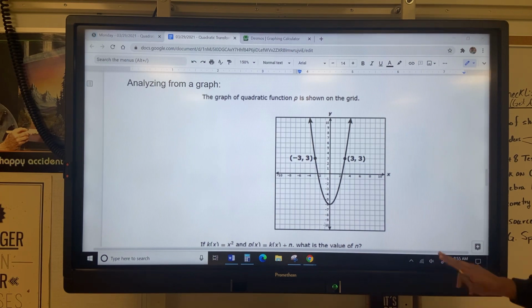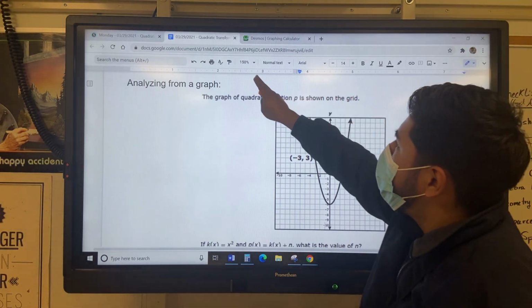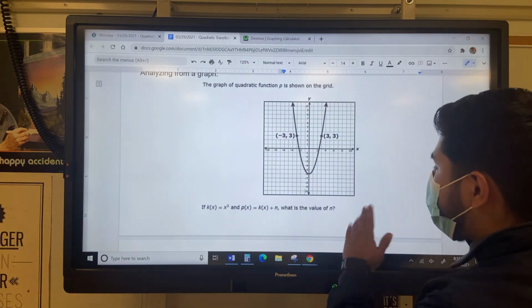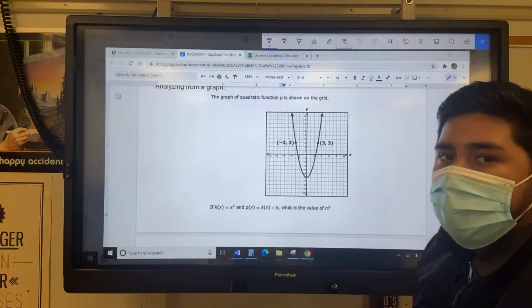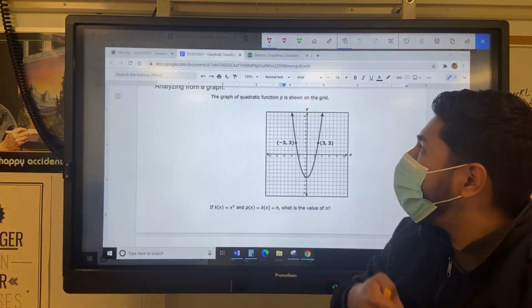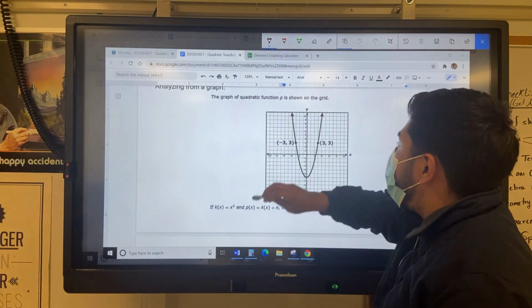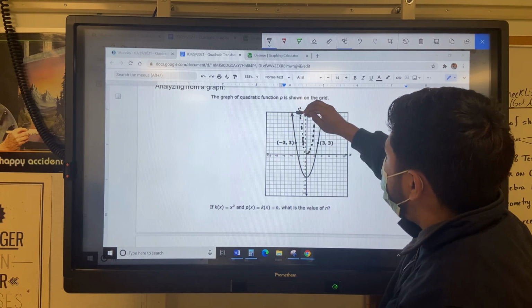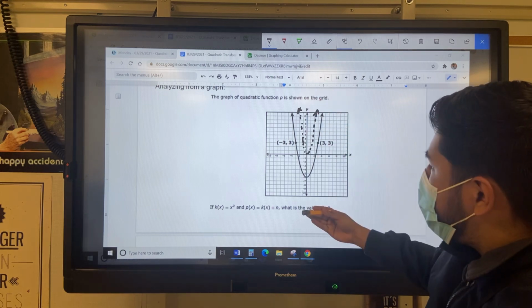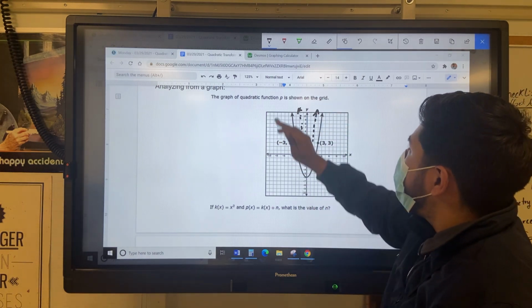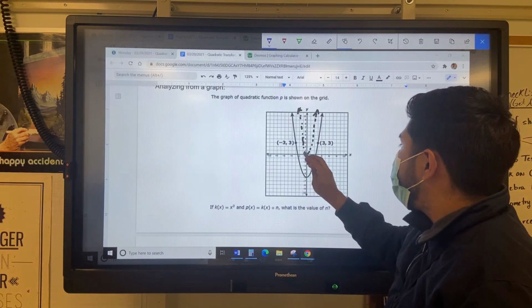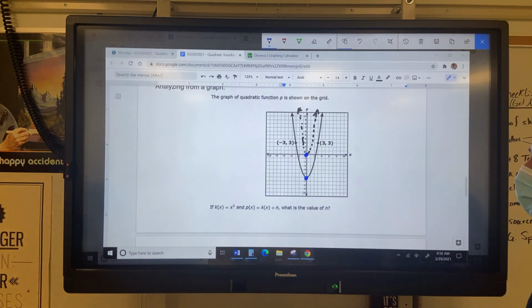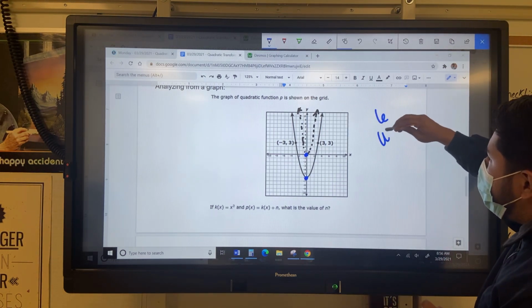Analyzing from a graph. Right here, they just gave us a graph and they want us to know what happened. Do yourself a favor and make sure you put the parent function. It doesn't have to be beautiful, but I know we did the dotted thing. Something like that. What happened from my dotted to the new graph? The vertex is right here, it's blue this time. The vertex was at 0, 0, but now it's down here at -6. We know it's 6 units down.